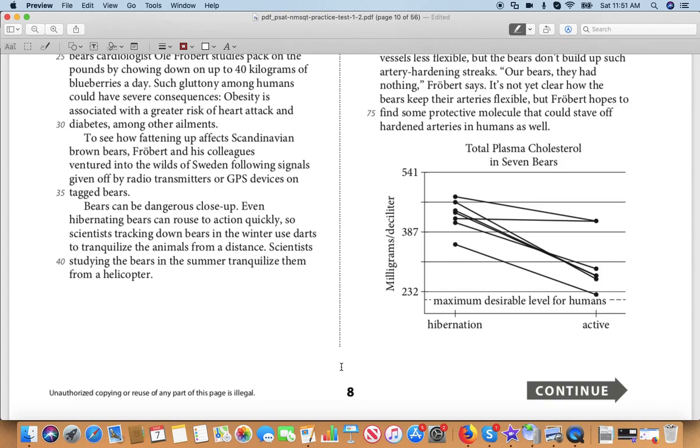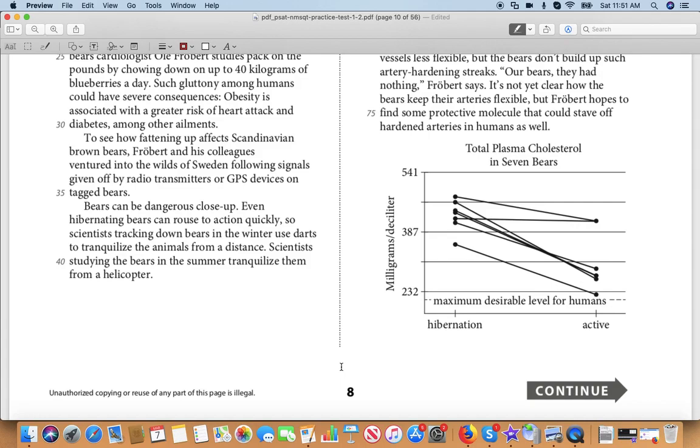Oh, because it's a value. It's like 200, or it's below 232. That's a y-axis value. Mm-hmm. Does that make sense? Yes. Okay. I don't see any key. There's that other information about the maximum desirable level for humans.